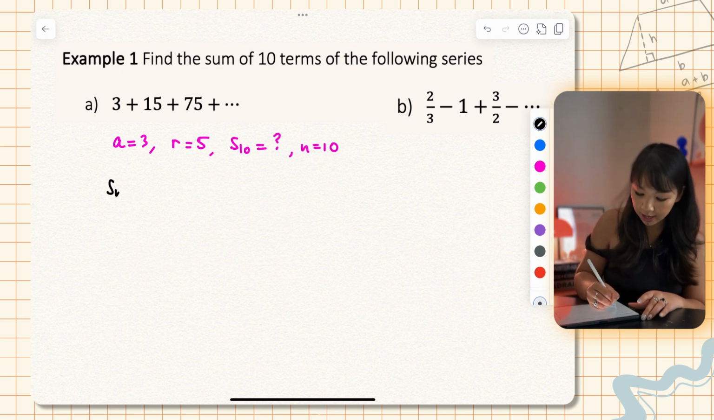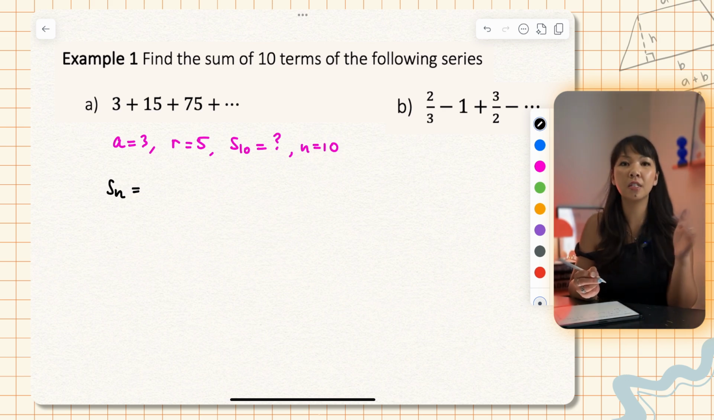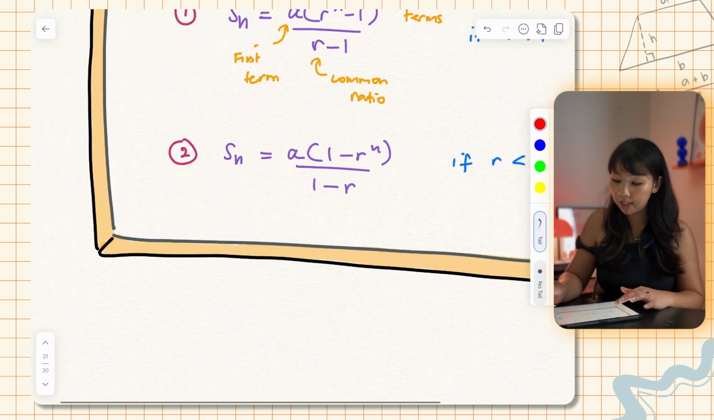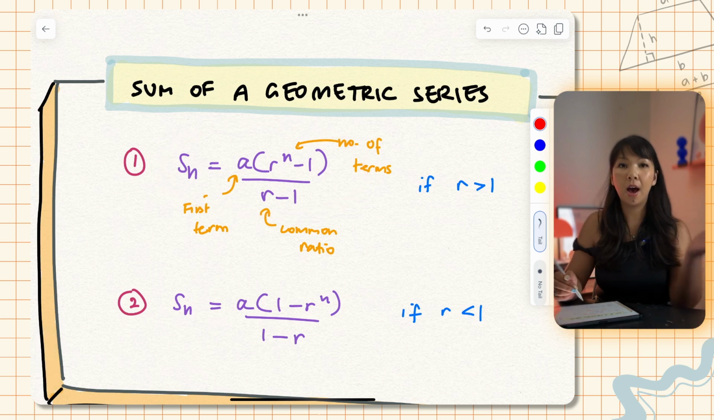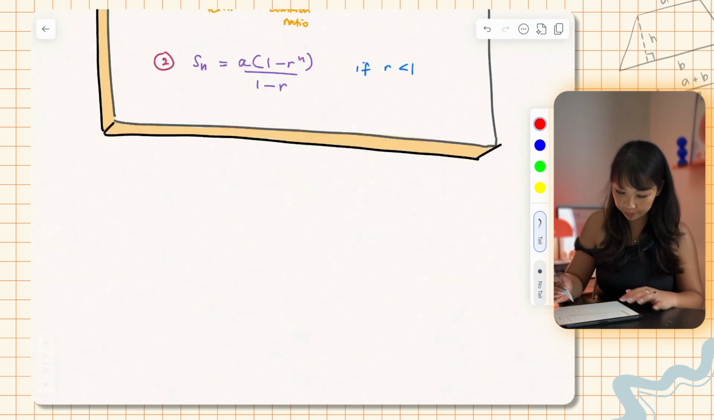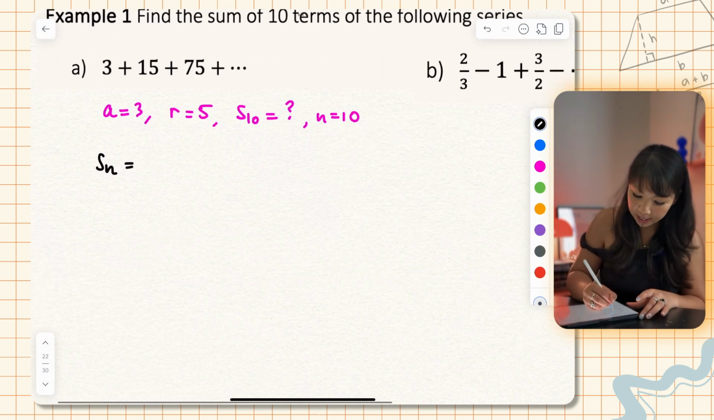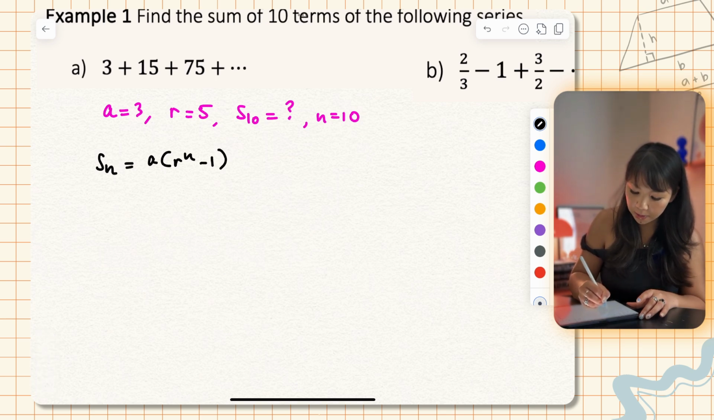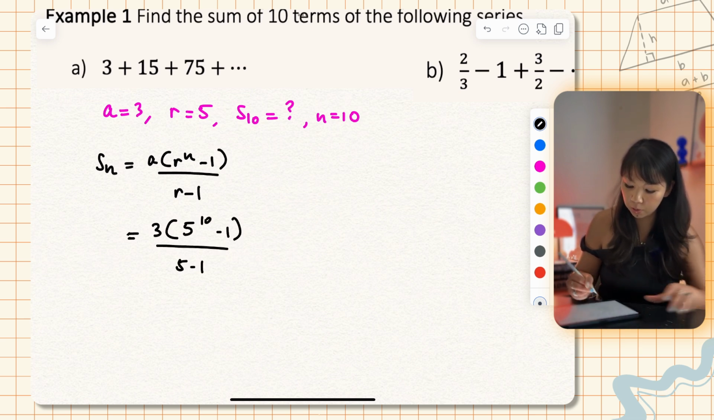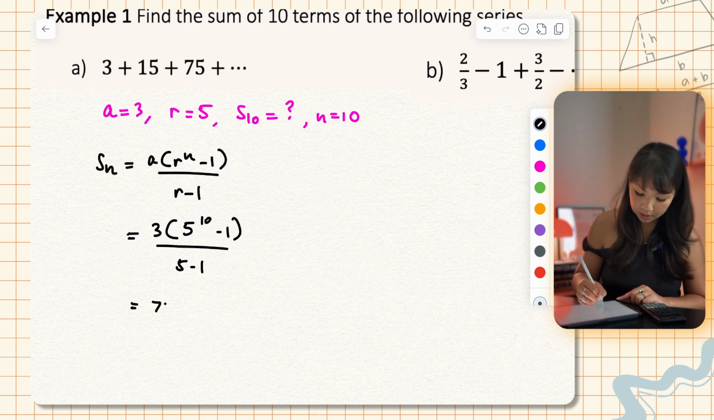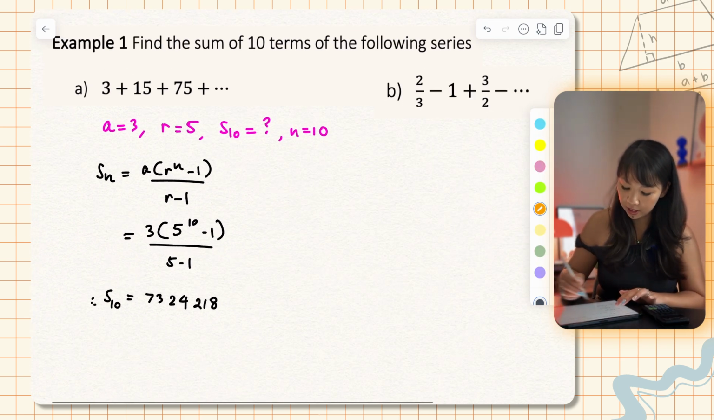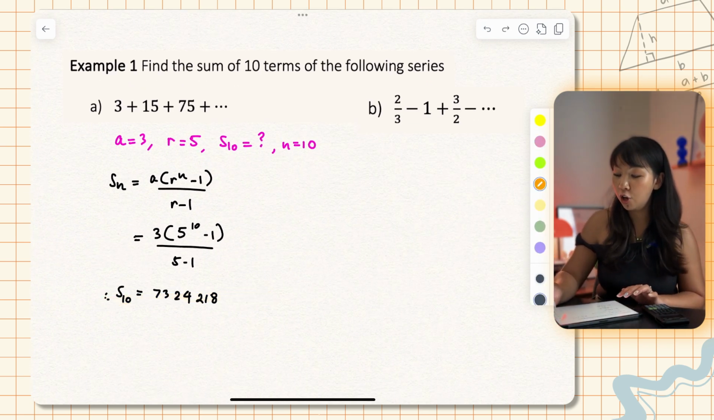So if I plug this into the Sn formula, like I said, I'm always just going to stick with one formula. The formula that I tend to stick to is the first one, where r is first, like it's r minus 1. So this is going to be Sn equals a bracket r to the n minus 1 over r minus 1. This will become 3 bracket 5 to the power of 10 minus 1 over 5 minus 1. Okay, and this gives us 7,324,218.